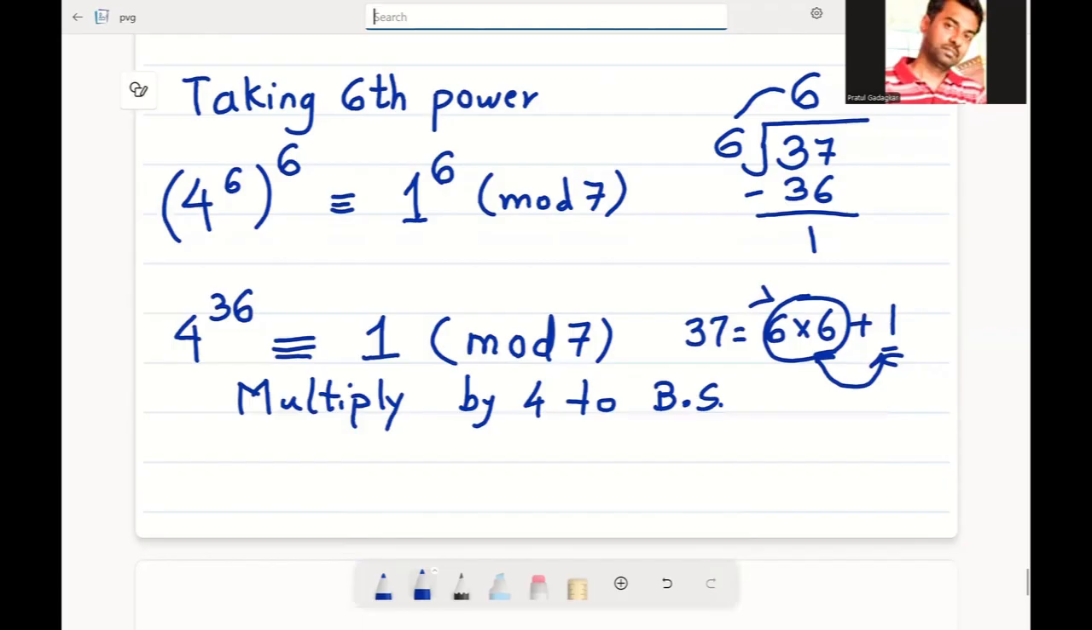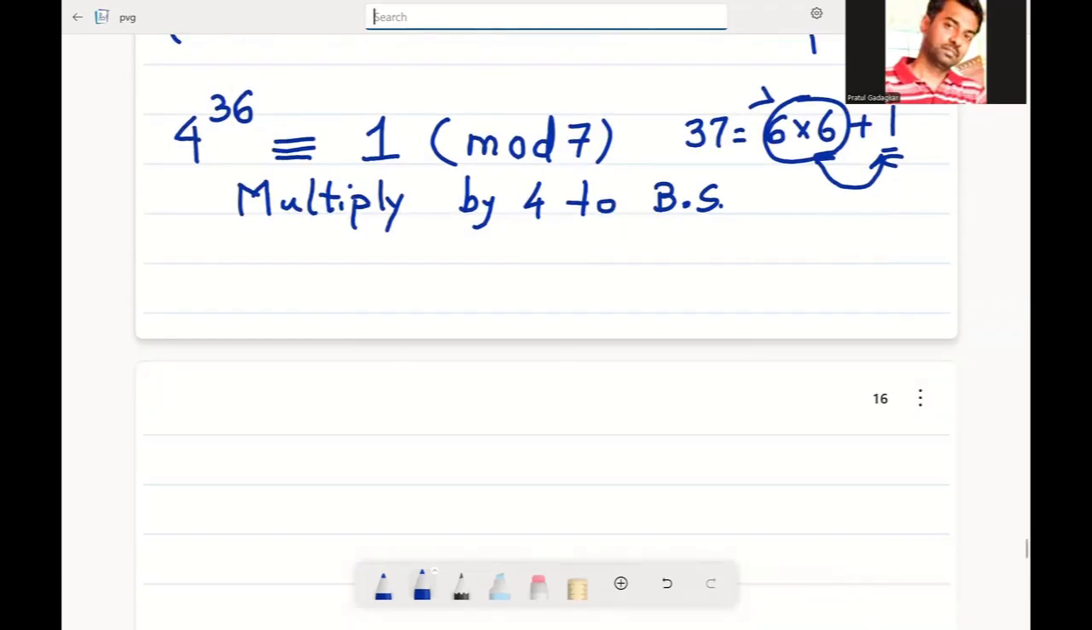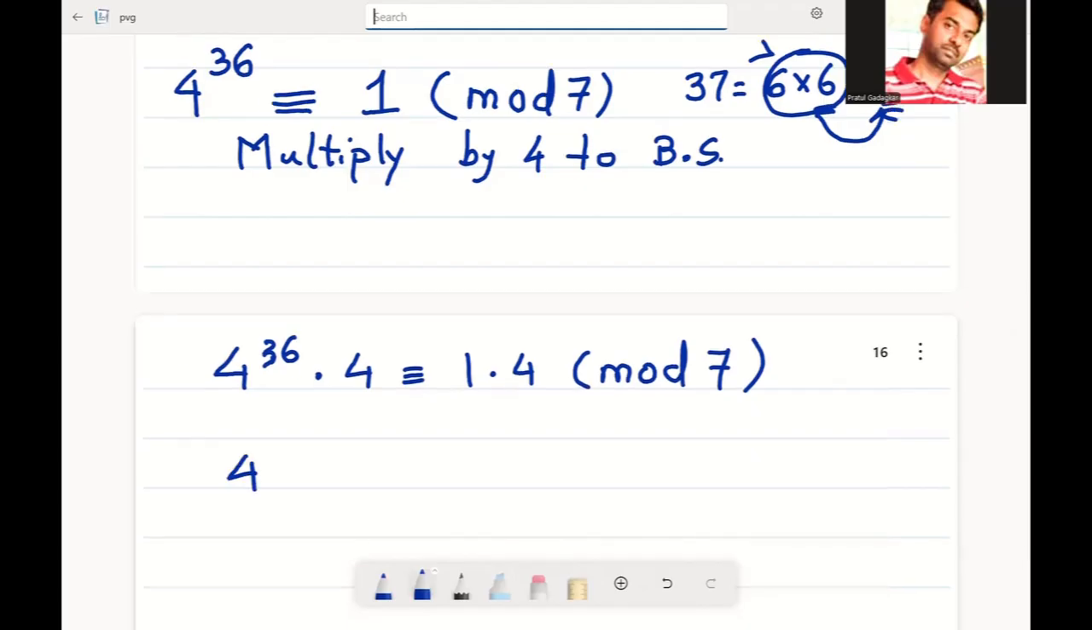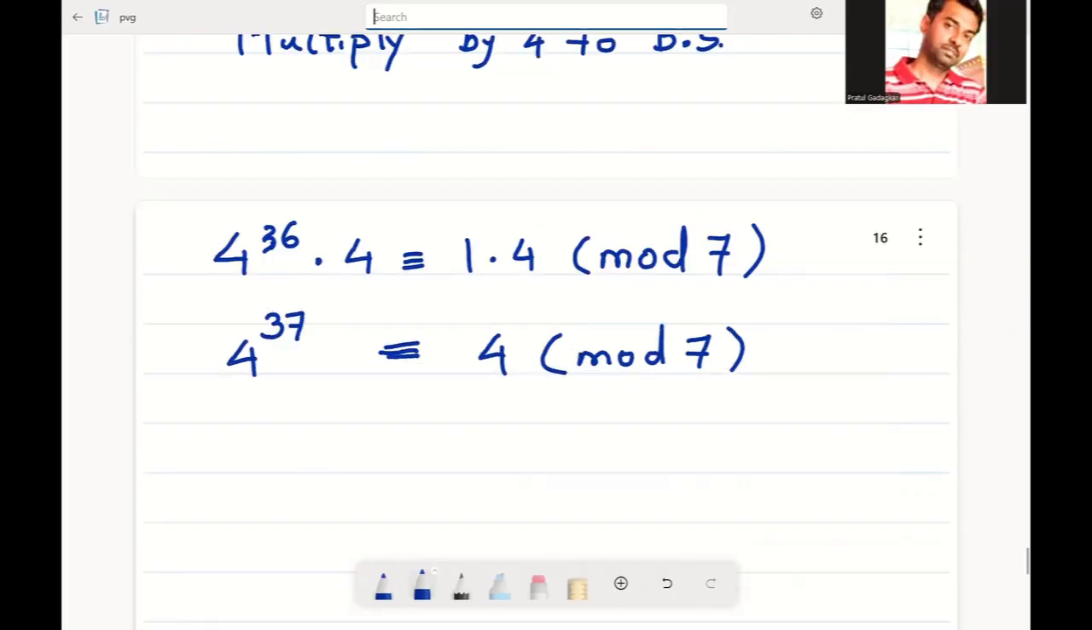So multiply by 4 to both sides. So I will get 4 raised to 36 into 4 is congruent to 1 into 4 modulo 7, which is 4 raised to 37 is congruent to 4 modulo 7. Okay, what is the meaning of this particular line?